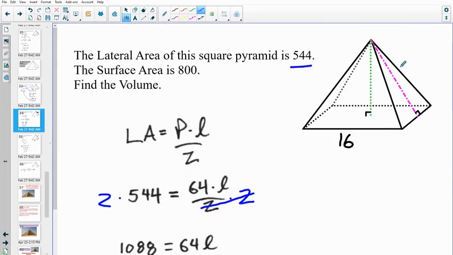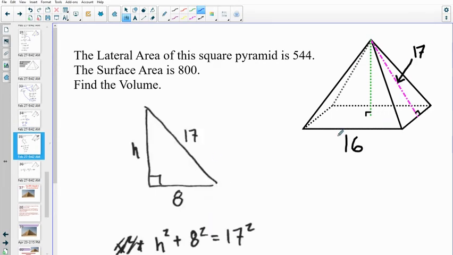And we've seen this before. If this side is 17, if this side is 16, well then half of 16 gives me the bottom side of that triangle. Here comes Pythagorean theorem again. We're starting to get a feel for how these problems work. I need the height to find the volume, and the height is the third side of that right triangle. So 8 squared plus h squared equals 17 squared.